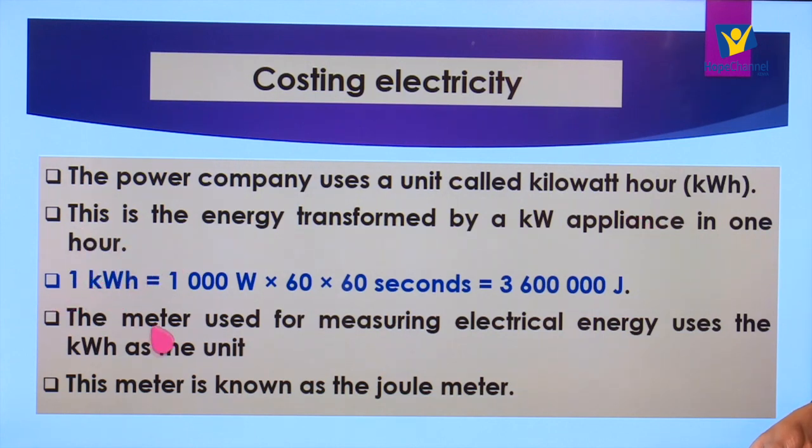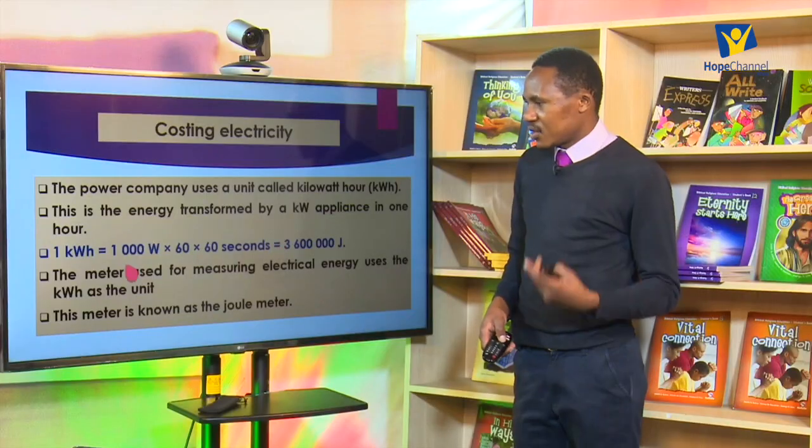So 1 kilowatt is equal to 1000 watts. Kilo means 1000. And then in terms of hours, 1 hour is equal to 60 minutes, 1 minute is equal to 60 seconds. So the total amount of energy we are referring to when we talk of kilowatt hours, we have 1000 times 60 times 60, which is equivalent to 3,600,000 joules. So this is 3.6 million joules. So that is just 1 unit.